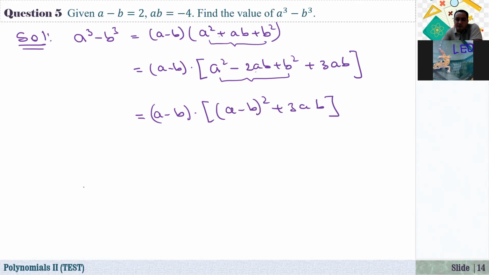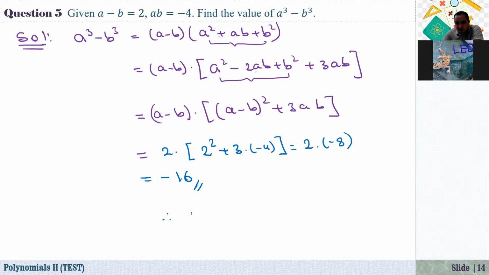It's called algebraic manipulation. We're just manipulating the given variables. What is a minus b? Let me just substitute here now. a minus b is equal to 2 times, here we have 2 squared plus 3 times, what is ab? It is negative 4. So that's equal to 2 times 4 minus 12. That's equal to minus 8. So the answer is minus 16. The value of a cubed minus b cubed is equal to minus 16.